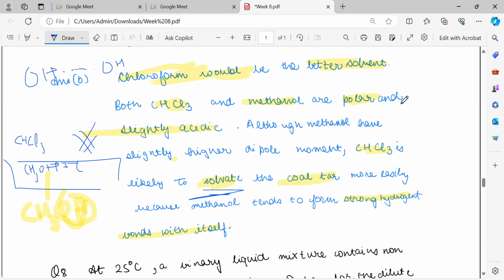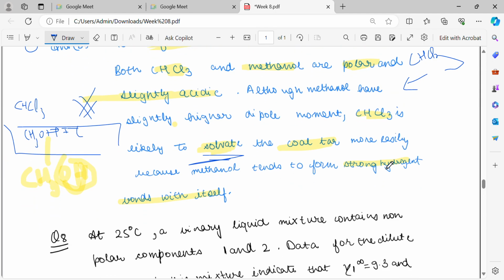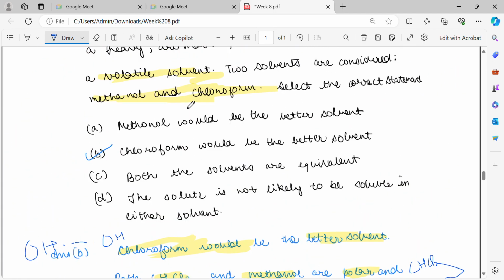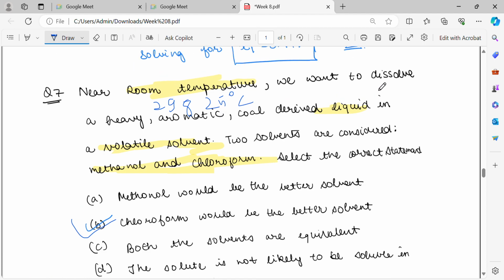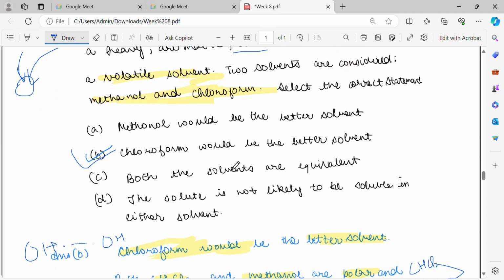Got it? Whereas CHCl3 is a bit more slightly acidic. Both are polar and slightly acidic, but methanol has a slightly higher dipole moment, and it will likely solvate it. Okay, so our answer becomes B. So at room temperature, the two solvents are considered. They wanted to dissolve this coal tar, so if they had this coal tar and put two solvents, they were asking these questions, and I hope we got the answer.